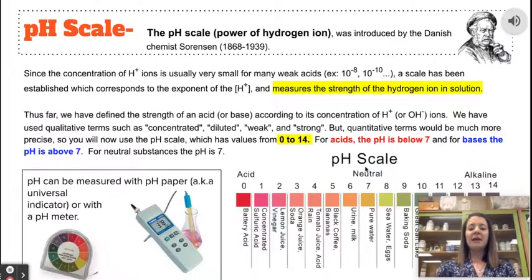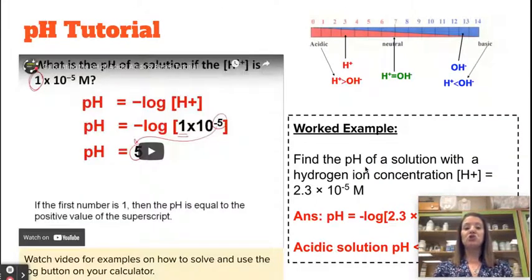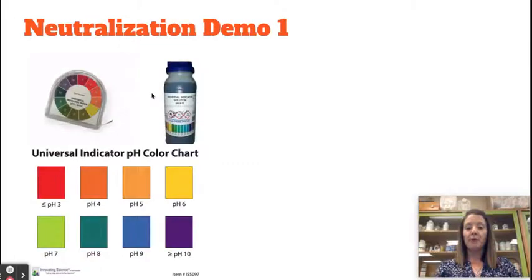Okay, and then we get into pH, and you need to know how to calculate pH. So as I take you through some of these examples, make sure you have your calculator in front of you and you are trying them as I do them so that you know how to use the buttons. There's a new button on the calculator called the log button, so we want to make sure that we know how to use those appropriately.